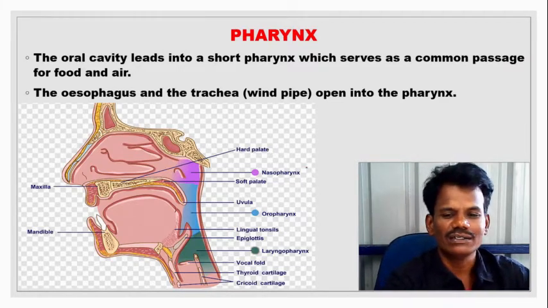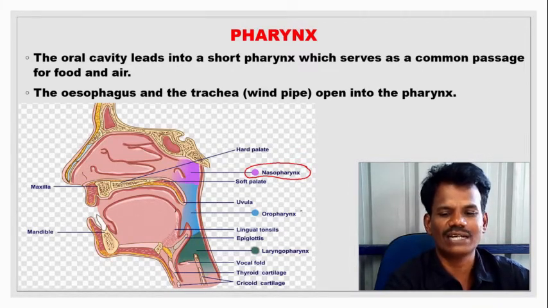if the nostril opens into the pharynx, that we call it as nasopharynx. And the buccal cavity or oral cavity opens into the pharynx, that opening we call it as oropharynx. And the trachea, or the anterior part of the trachea, is the larynx. The larynx opens into this pharynx, so that area we call it as laryngopharynx.